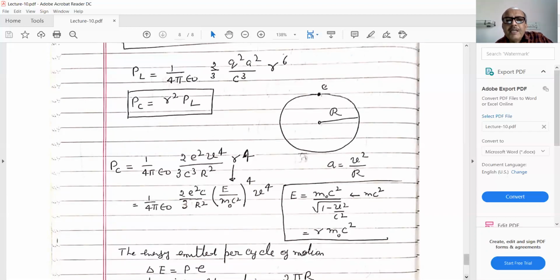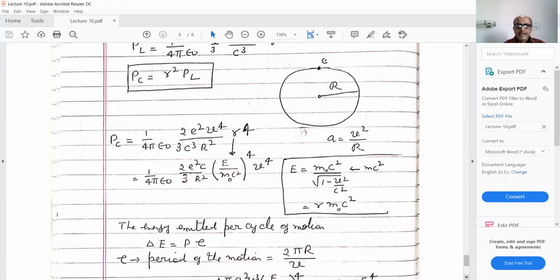The energy emitted per cycle of a motion. The energy emitted every cycle. What is a cycle? Cycle is nothing but the period of the motion. Period is nothing but the time taken by the particle to complete one rotation. So the circumference divided by the velocity is the period of the cyclotron motion, or cyclotron time period, also we can call this time. So delta E is P into T. This is the energy emitted every cycle, and tau is 2 pi R by B. So we multiply this by 2 pi R by B.